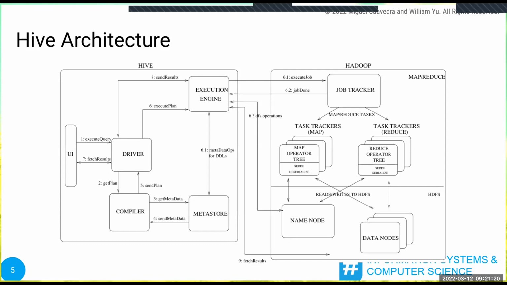The thing you have to watch out for is that the driver or the components in Hive run on a separate process from the components in Hadoop. So these guys are distributed, right? These task trackers run on different nodes. Job tracker runs on a different node. Name node runs on a different node. Data nodes run on many different nodes. And Hive runs on a different node as well.